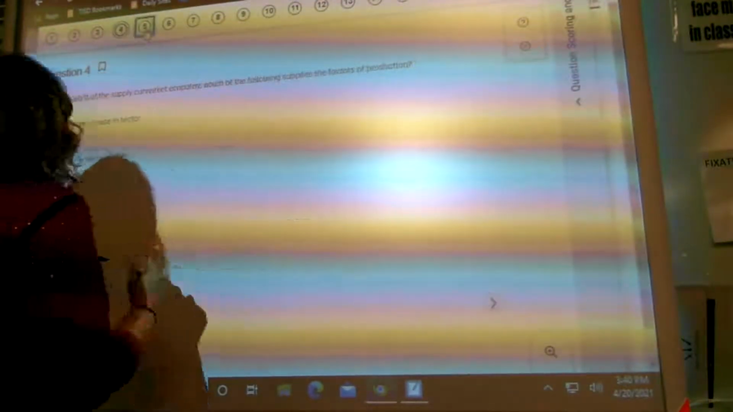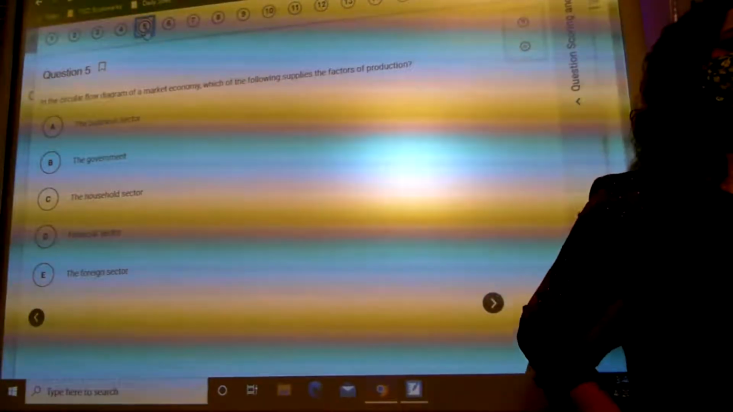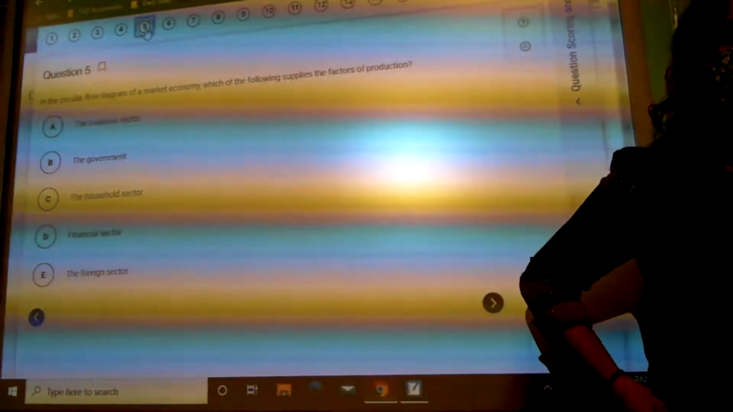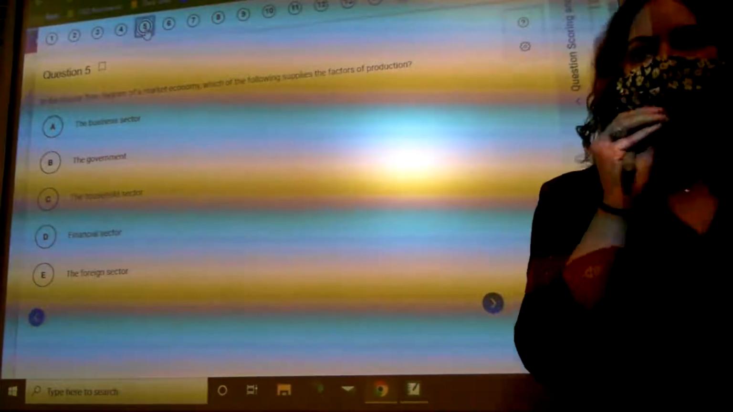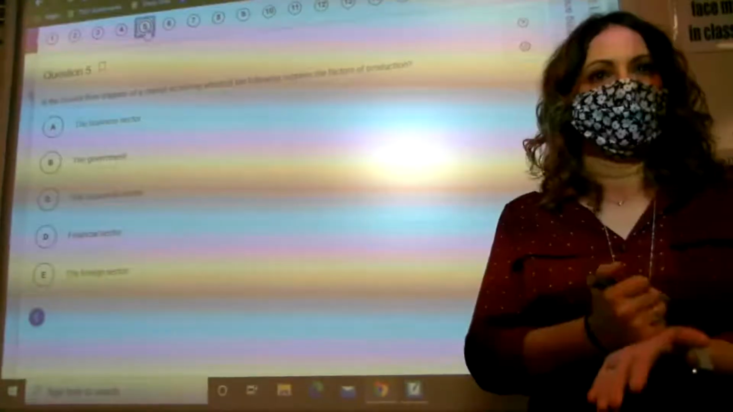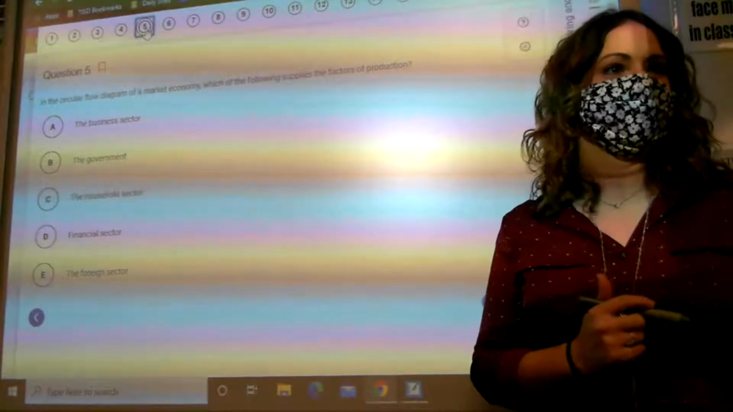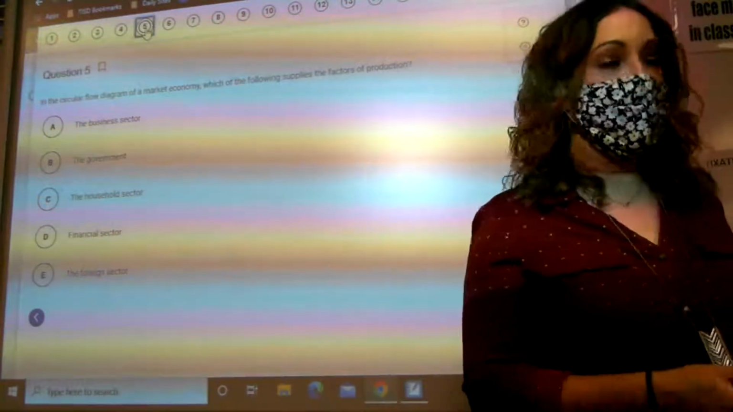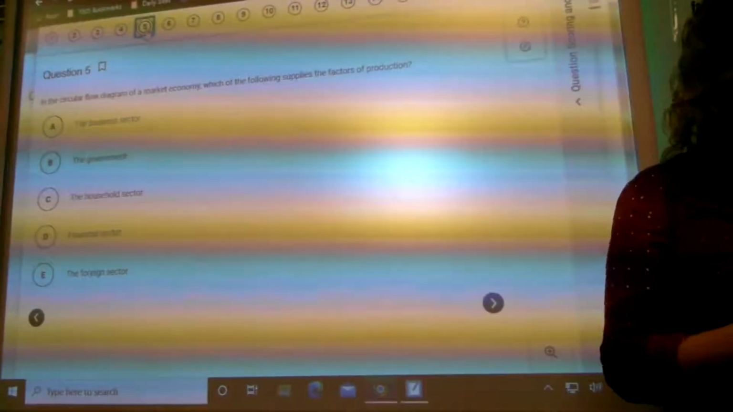All right. The circular flow diagram of a market economy. Market is like us, capitalism. What's the opposite? Like if the government owned everything, what's that? Communist. Yes, but do you remember the geography term? It's also a C word. Command. Okay, so they're going to use market to talk about capitalism, command to talk about communism, and then mixed would be like socialism.